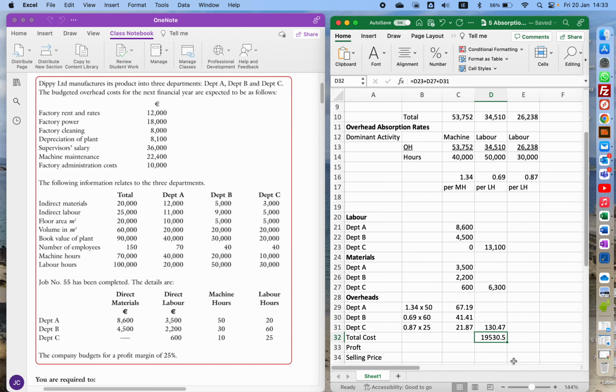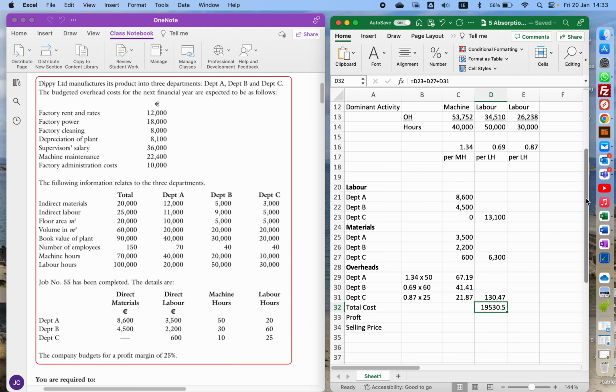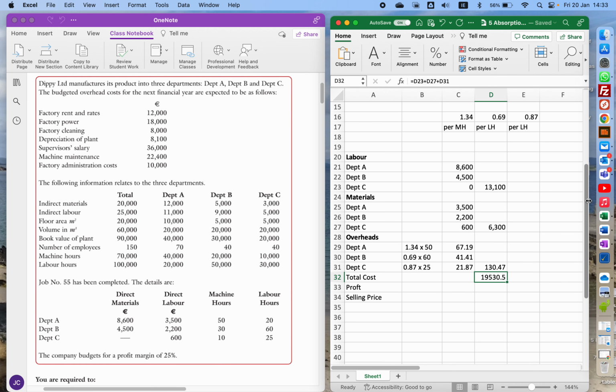Now we've done before how to work out profit. So profit is either markup or margin. So in this question, it says there's a profit margin of 25%. Again, your number at this stage may be slightly different to mine because of your basis of apportionment, but your final numbers should be quite similar to what I have already. So the profit margin is a margin of 25%. So I'm going to put the percentage here. So we have 25% is the profit.